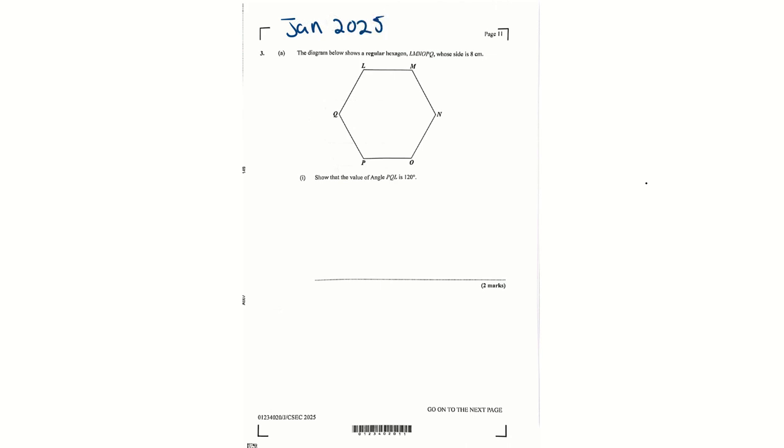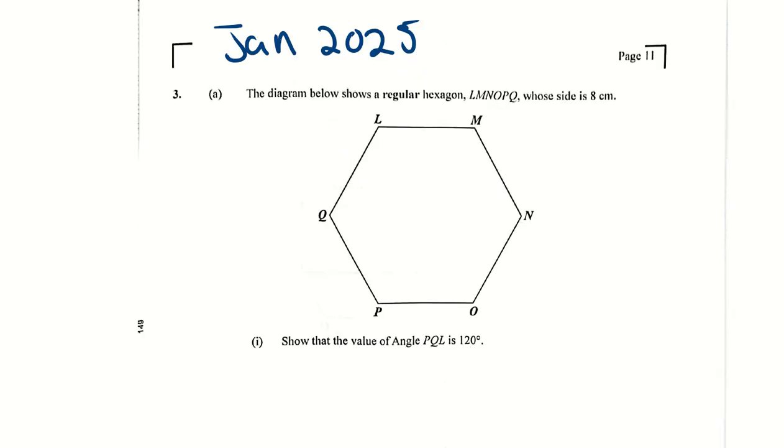Today we're going to be doing January 2025, number 3. So let's just zoom in. The diagram below shows a regular hexagon. Hexagon means 6-sided shape, right? Whose side is 8 centimeters, so each side is 8. Show that angle PQL, that is this angle here, is 120.